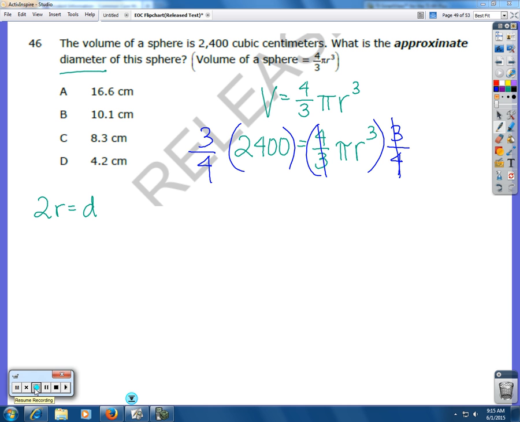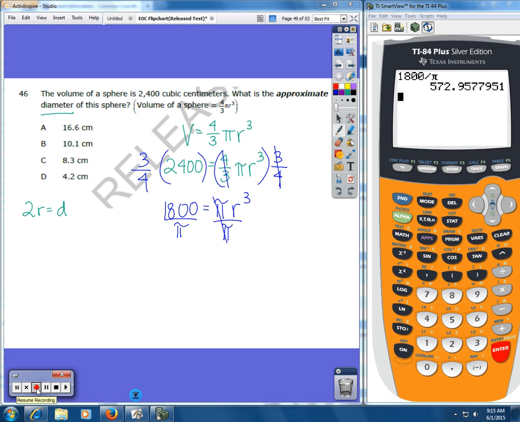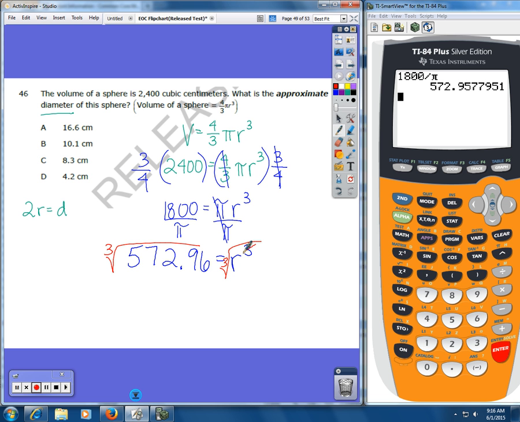All right, and that gives you 1,800 equals pi times r cubed. Again, we're trying to get r by itself. Pi is just like any other number or coefficient in front, so we're going to divide both sides by pi. All right, so that will give us 572.96 equals r cubed. The opposite of cubing something is taking the cube root. So I'm going to take the cube root of both sides, and that will cancel out the r cubed and just give me r.